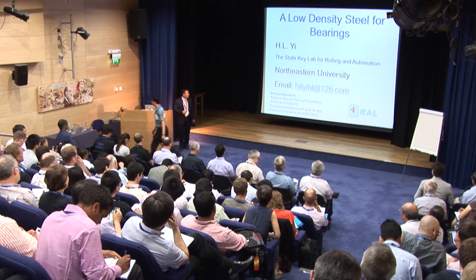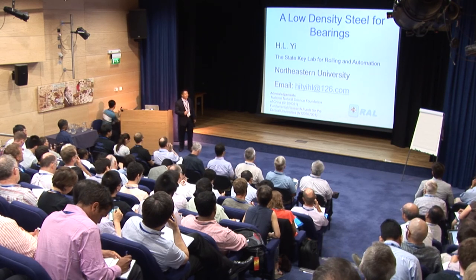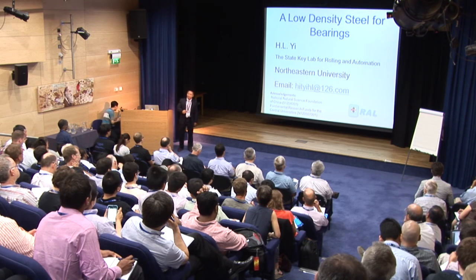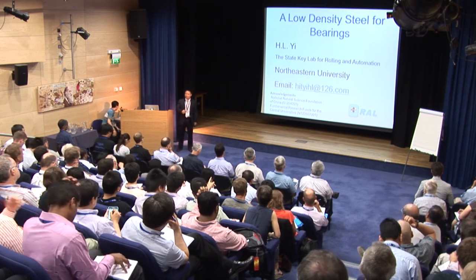Today, I'm talking about low-density steel. Low-density steel is currently a very hot topic for automotive steel, usually for the car body, to reduce the weight of the whole car body and get a high combination of strength and ductility. But here, I will talk about another issue for low-density steel, for the bearings.